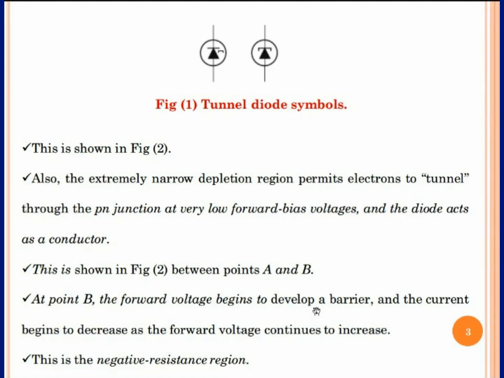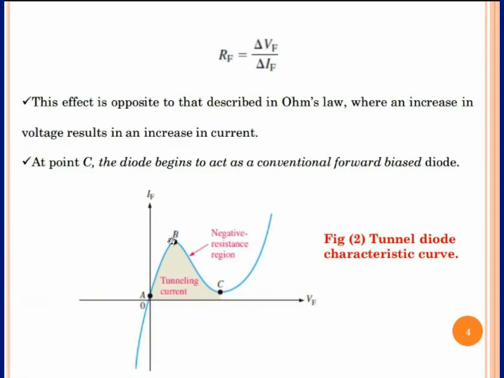It begins to develop a barrier. That means at this point the barrier will start forming. I'll show you what the barrier is and how it happens. Since the barrier height, we know, means the potential required for an electron to cross, that much voltage is required to cross the potential barrier which is formed in the PN junction.